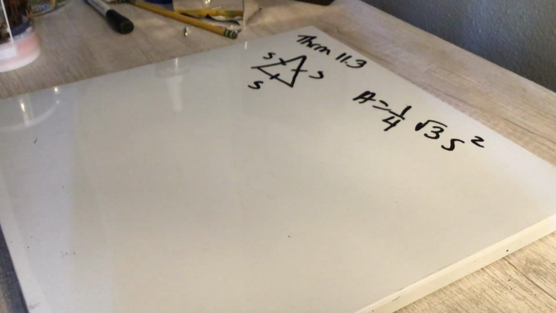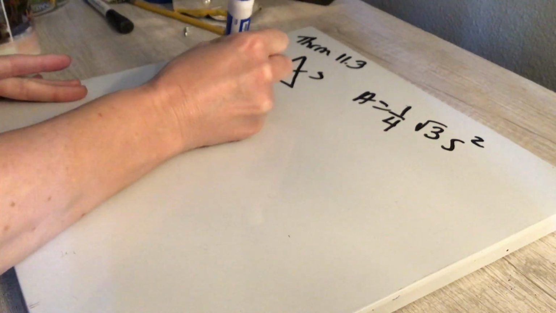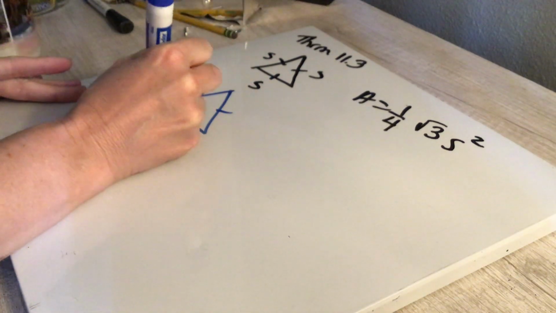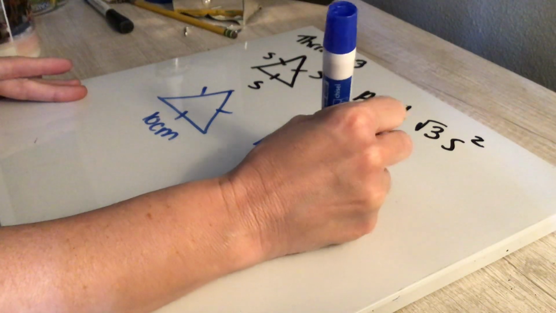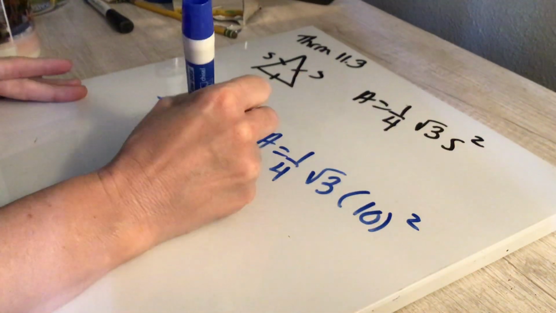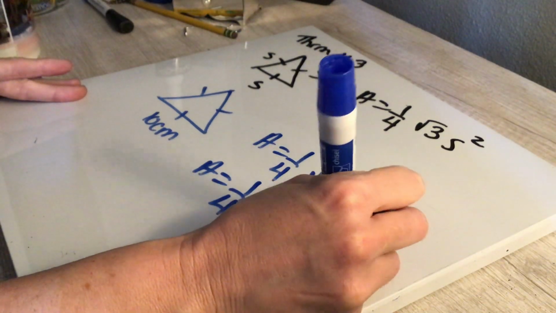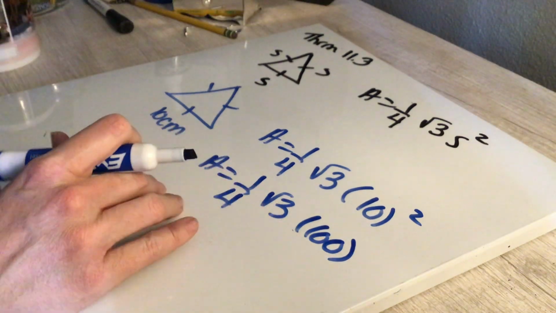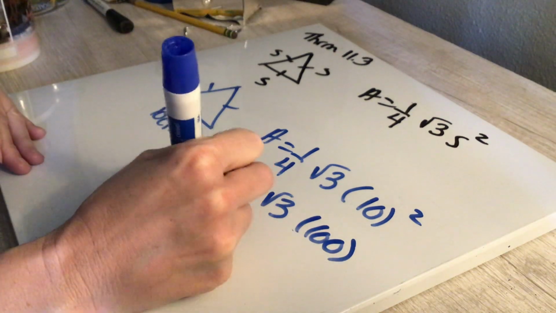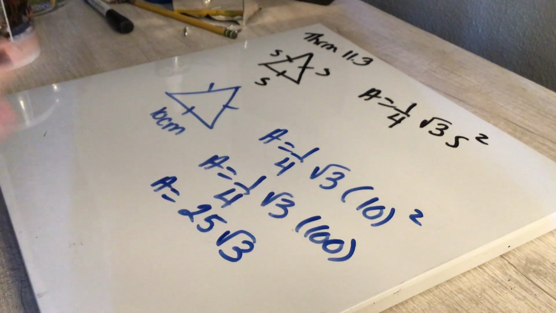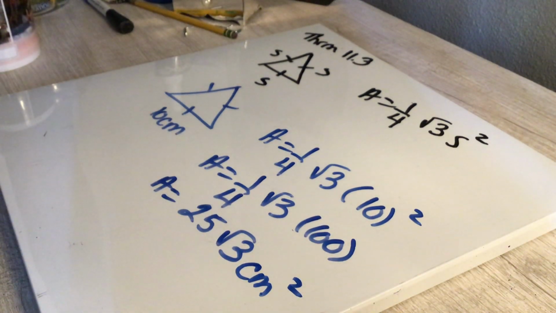Okay? So if you have an equilateral triangle where sides are 10 centimeters, then the area is going to be 1/4 times the square root of 3 times 10 squared. Okay, order of operations, 10 squared is 100. Then we can multiply in any order. So it's going to be 100 times 1/4, which is 25. I am fine with leaving the square root of 3 in there. And it should be centimeters squared. I messed that up in your notes, okay?